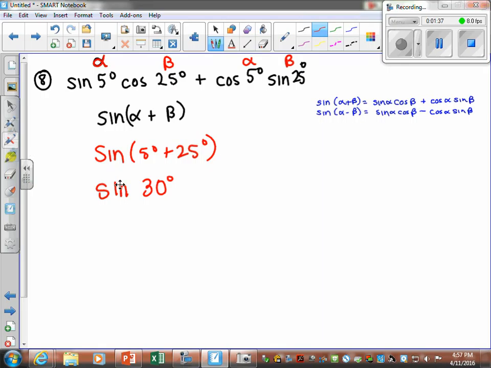Now at this point, go to your unit circle and evaluate sine at 30 degrees, which you could pull up and look on your unit circle and see that it's 1/2. So we're going to work in the reverse manner this time for these particular problems.